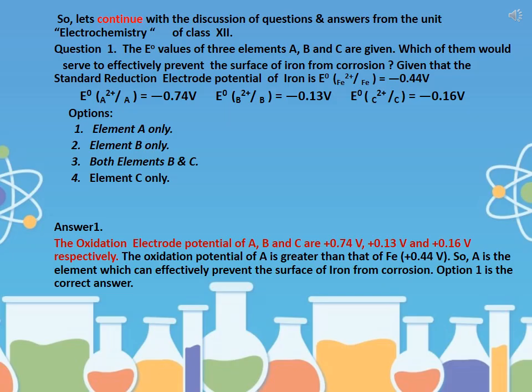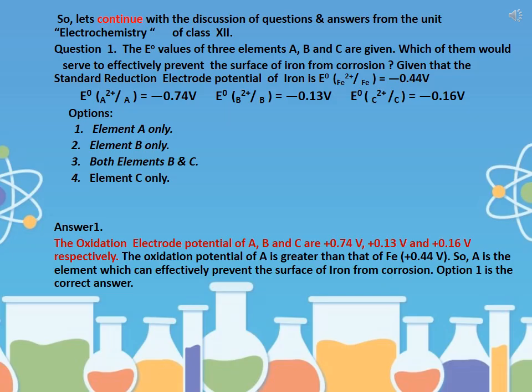Question number 1. The E naught values of 3 elements A, B, and C are given. Which of them would serve to effectively prevent the surface of iron from corrosion, given that the standard reduction electrode potentials of iron and elements A, B, and C are given? Now let's look at their values.